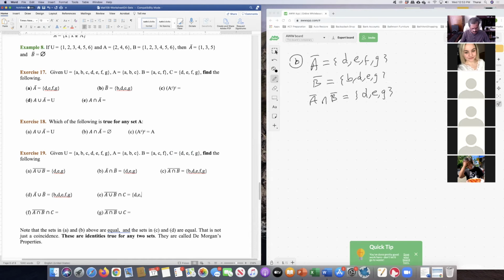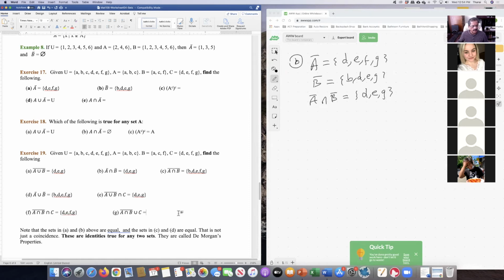D, E, G, okay. A intersection B bar intersection C. So you had to first find A intersection B bar. A intersection B bar is up here. We found it here. And that's equal to this, B, D, E, F, G. So what is common to this and C is what we need to find. Anybody? D, E, F, G. D, E, F, G is correct.